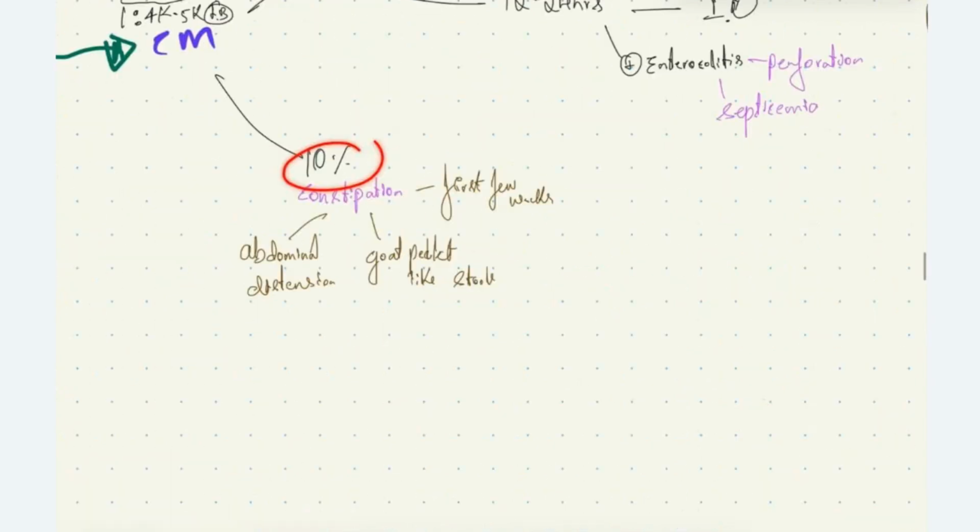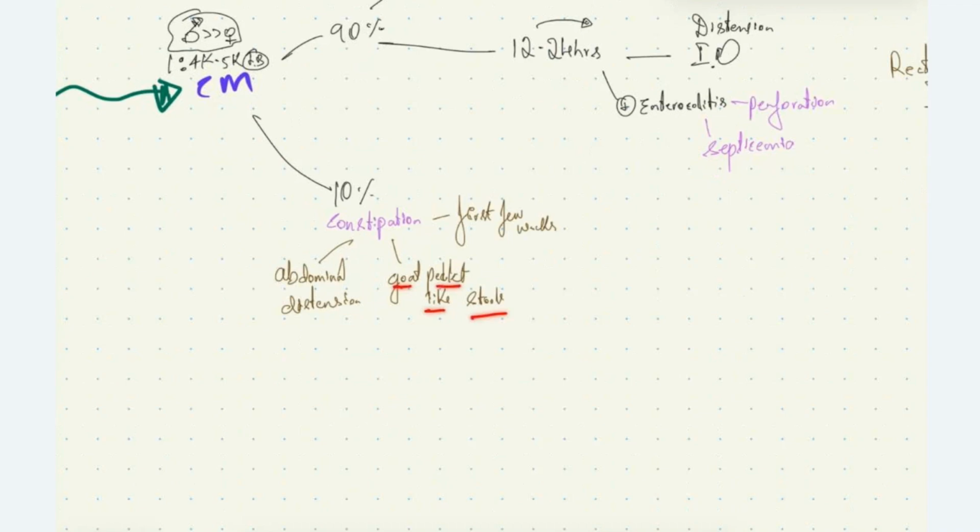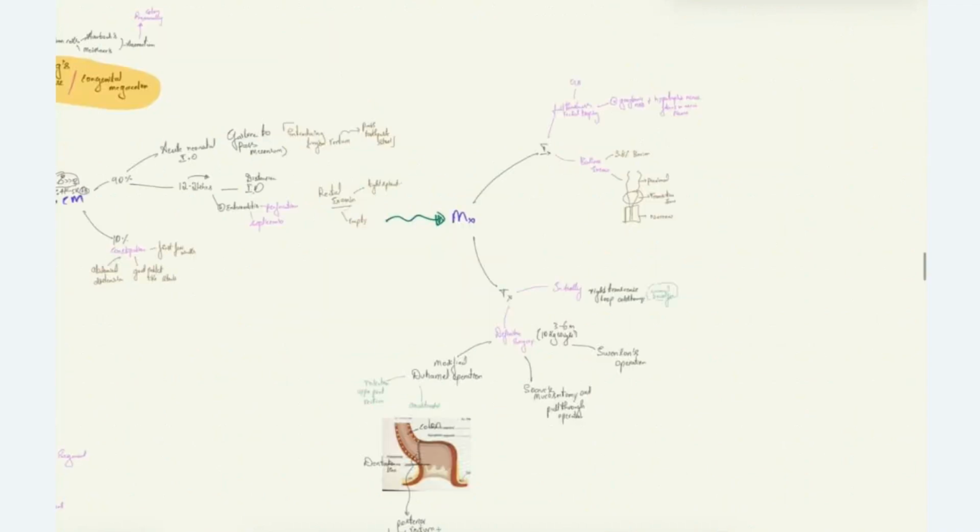In 10% of patients, they present with chronic constipation. The onset is within a few weeks after birth. They will pass goat pellet-like stools and they'll have abdominal distension. This is about the clinical manifestation seen in Hirschsprung disease.